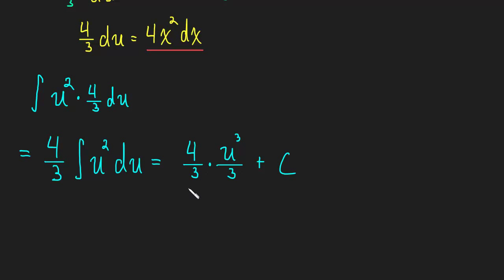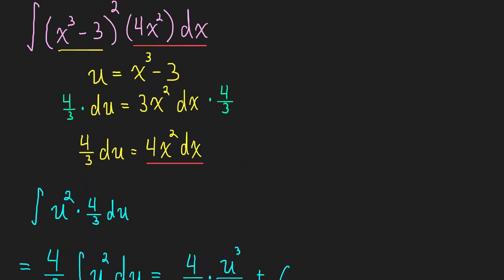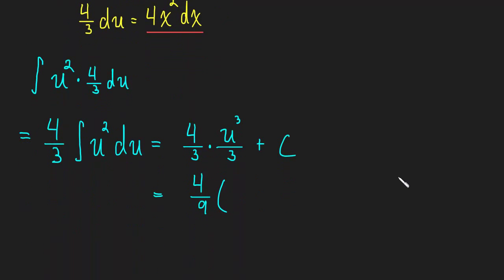And now we'll just simplify and plug in for u. So this is 4 ninths times, what was u again? I don't even remember. x cubed minus 3. x cubed minus 3 cubed plus c.